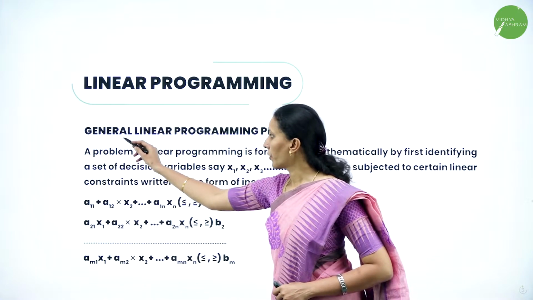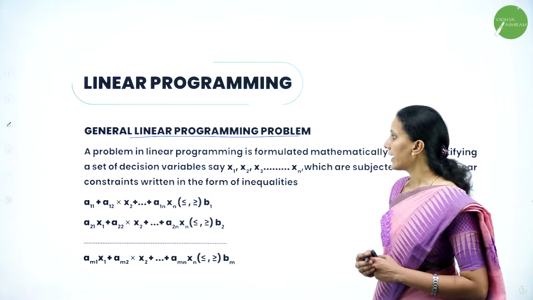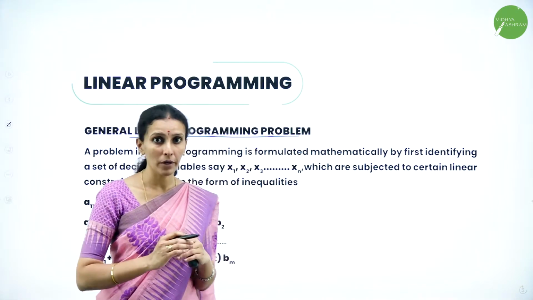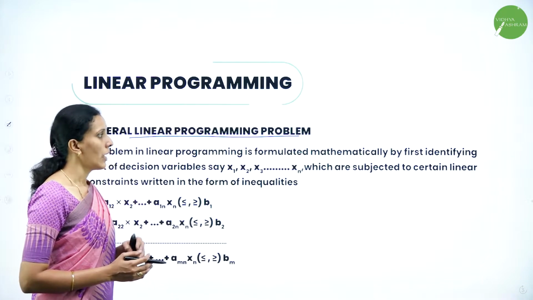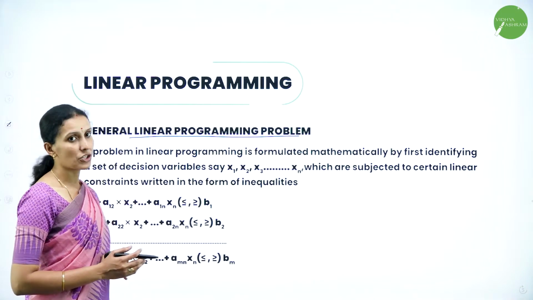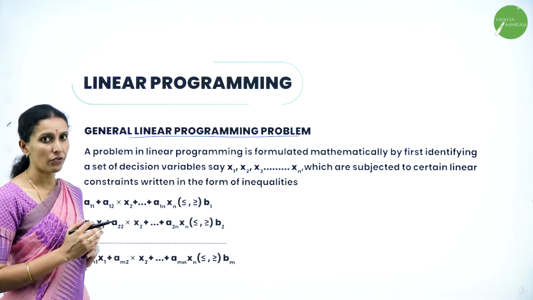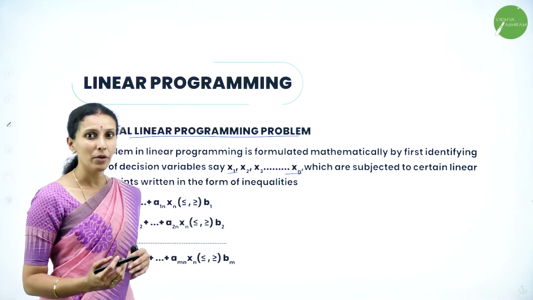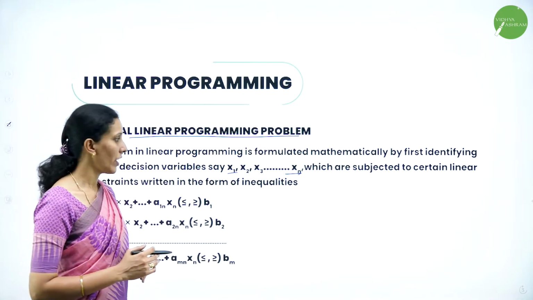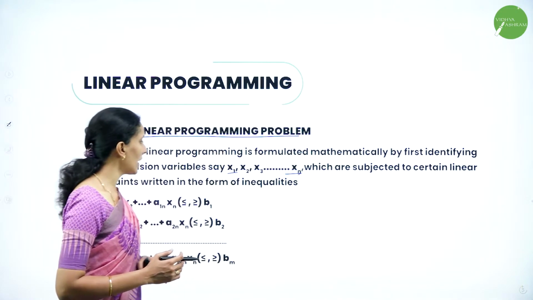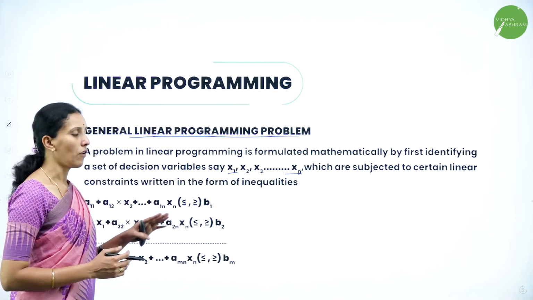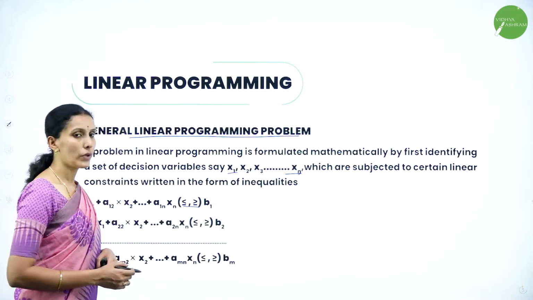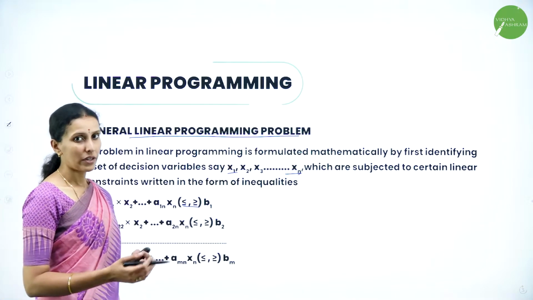General linear programming problem. A linear programming problem is formulated, and we have learned how to formulate it mathematically by first identifying a set of decision variables. We are just finding the decision variables first. It may be from x1 to xn. That means you may have n number of decision variables which are subjected to certain linear constraints written in the form of inequalities. Inequalities, I have already told, may be less than or equal to, greater than or equal to, strictly less than or strictly greater than.